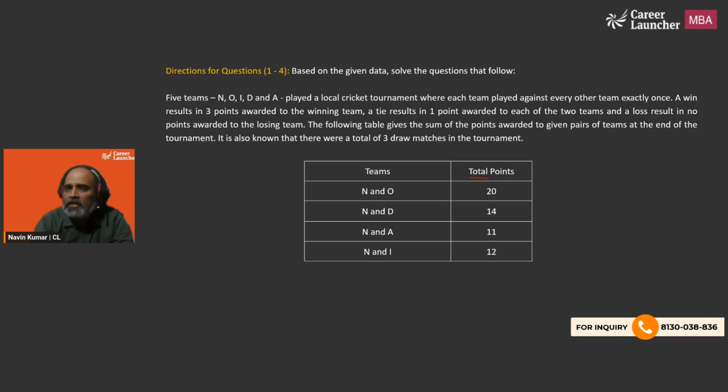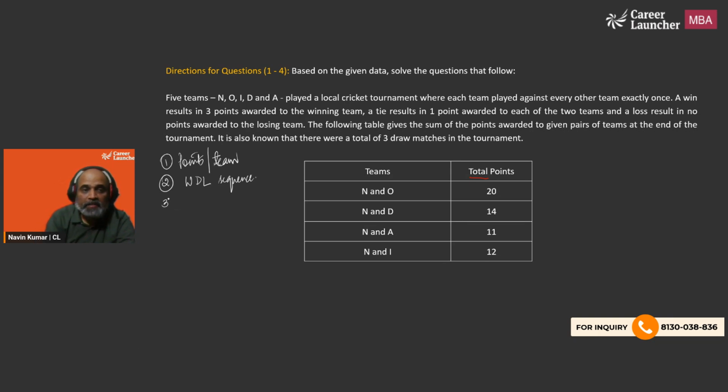So N, let's say, has got X points. The remaining points out of 20 goes to O. Similarly, remaining out of 14 goes to D, and so on and so forth. So there are going to be steps involved. First of all, we need to figure out how many points per team is what we need to figure out first. Because unless and until we figure that out, we would not know the win, draw, and loss sequence or the cases. How many wins a team made and how many losses it suffered, and so on.